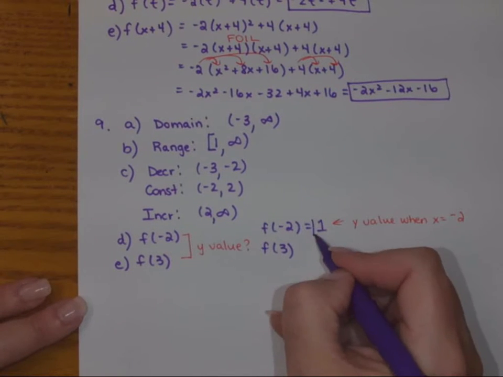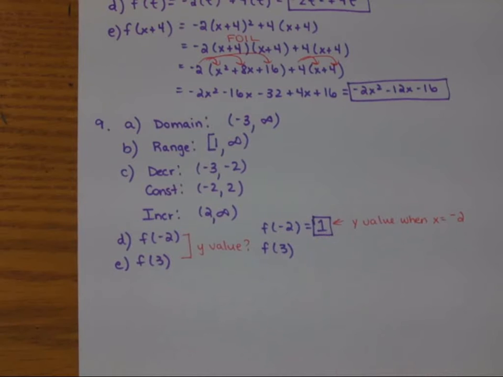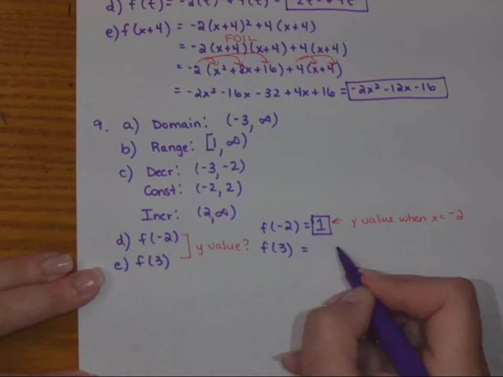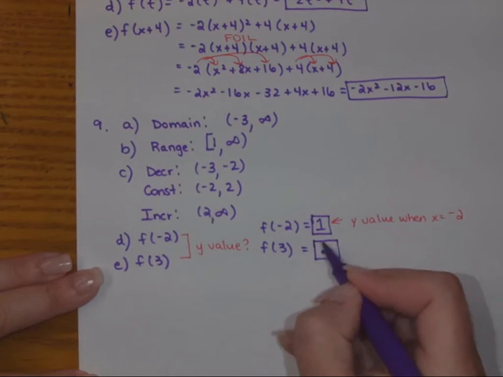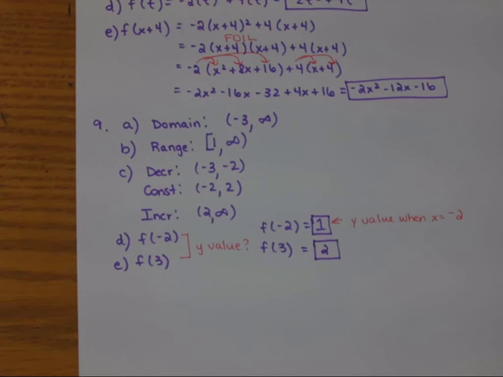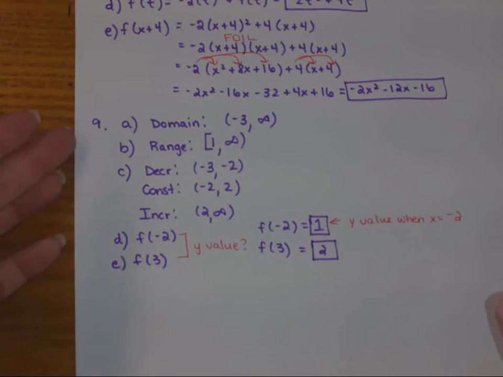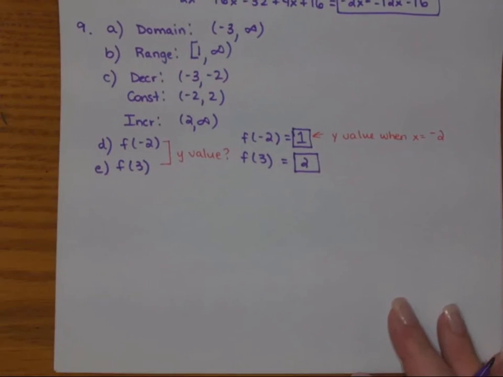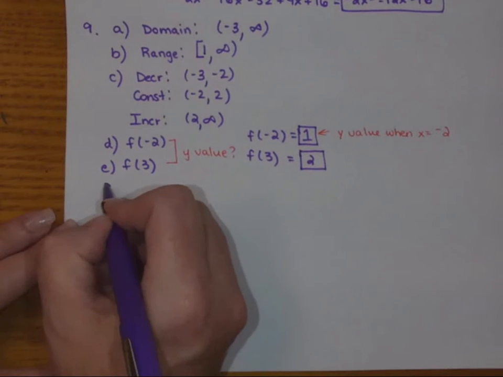Okay, so same thing on f of 3. Okay, what's the y value when x is 3? Notice the y value looks like it's 2. If for some reason you're asked to find the y value and it happens to be an open circle, remember we call that undefined. Okay.